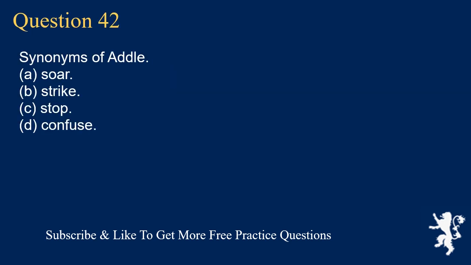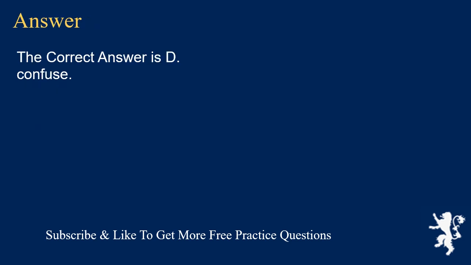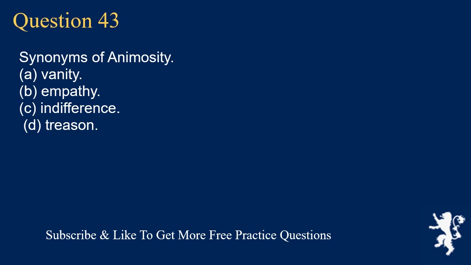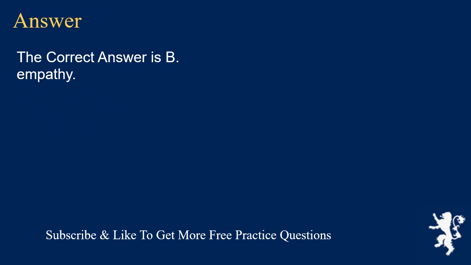Ease. Question 42. Synonyms of addle. A. Sore. B. Strike. C. Stop. D. Confuse. The correct answer is D. Confuse. Question 43. Synonyms of animosity. A. Vanity. B. Empathy. C. Indifference. D. Treason. The correct answer is B.